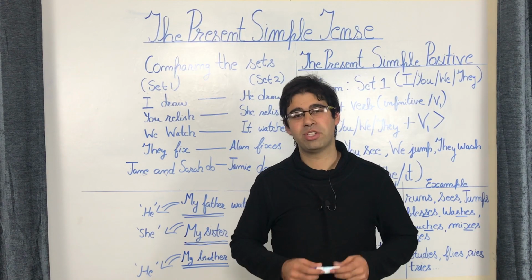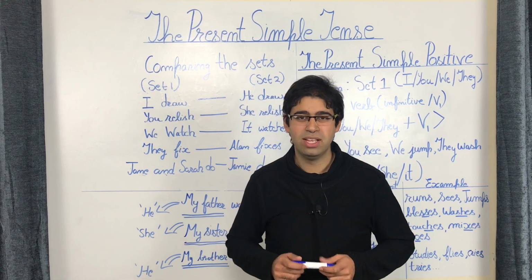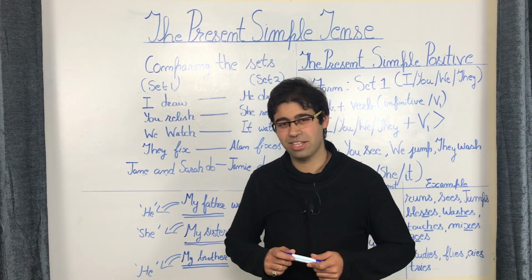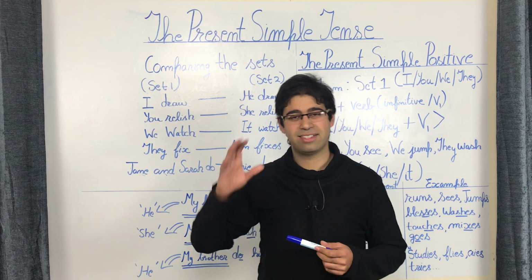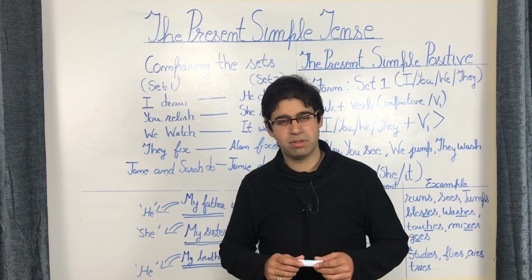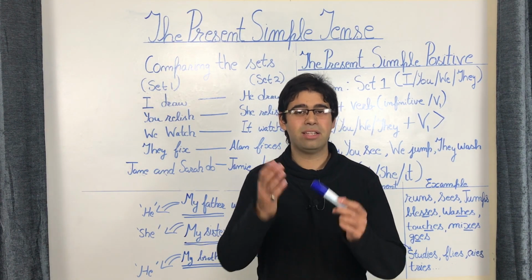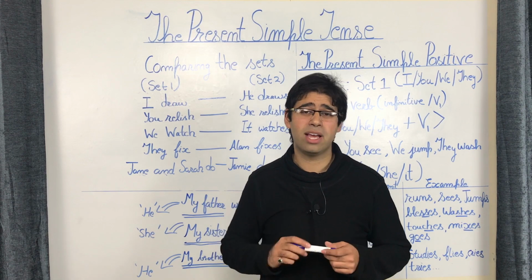Alright, so now for the formation of the positive sentence in the present simple, this time with reference to set 2. Now things are very comfortable in case of set 1, where all you need to do is attach that infinitive with the subject and you end up with your positive sentence. However, things do tend to take a trickier turn in case of set 2.